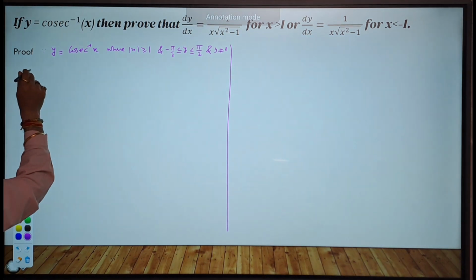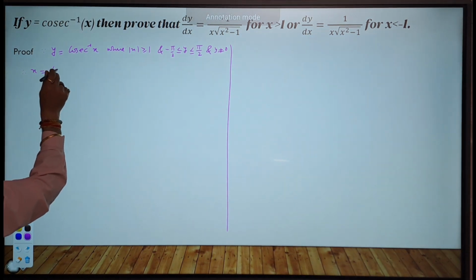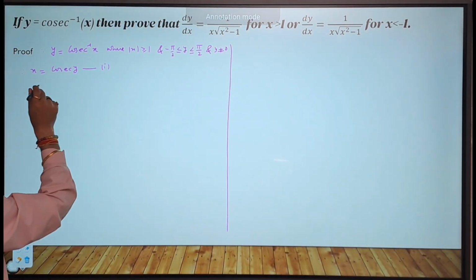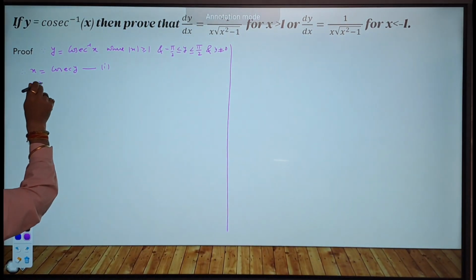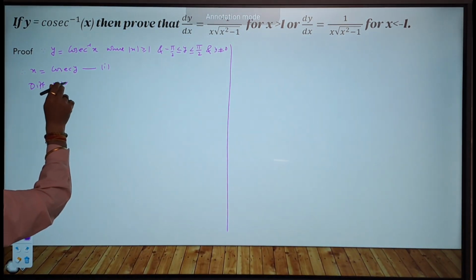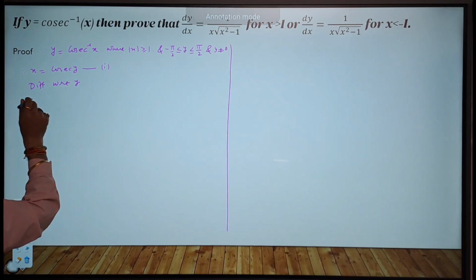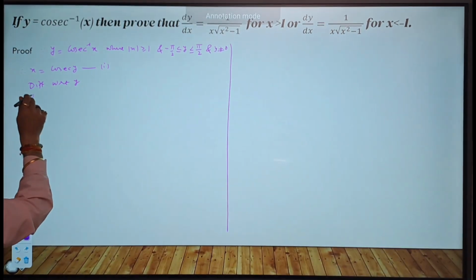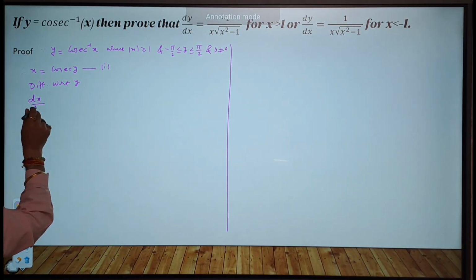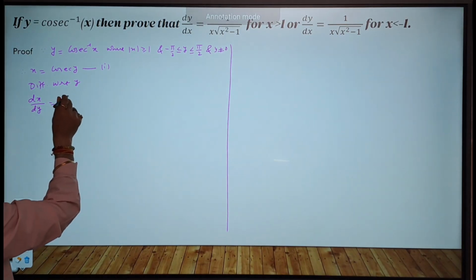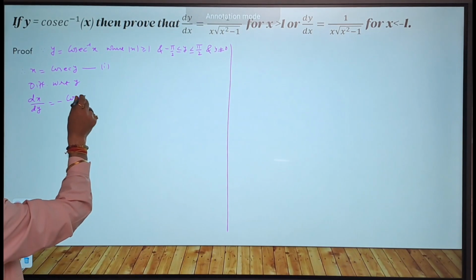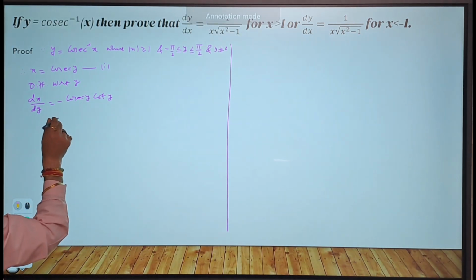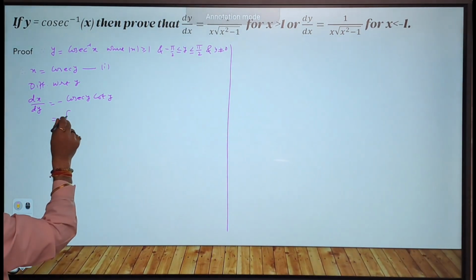Therefore, x is what? Cosec y. Now x is a function of y, so differentiating with respect to y. So dx by dy is what? Minus cosec y cot y. This minus is there.